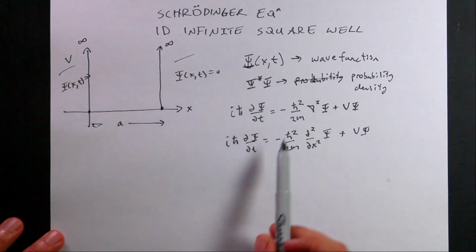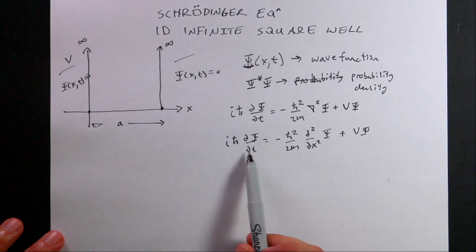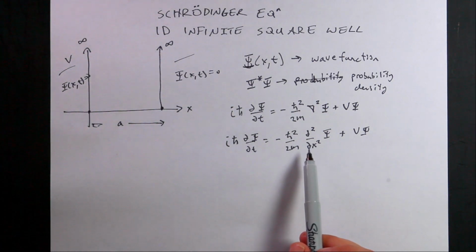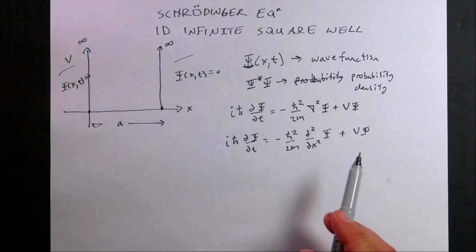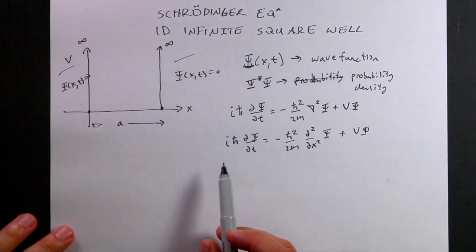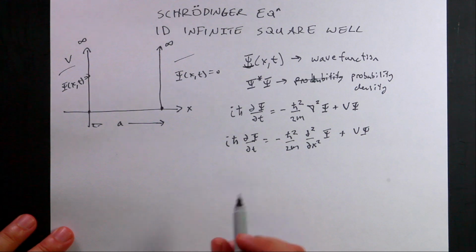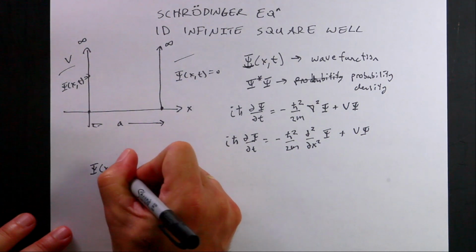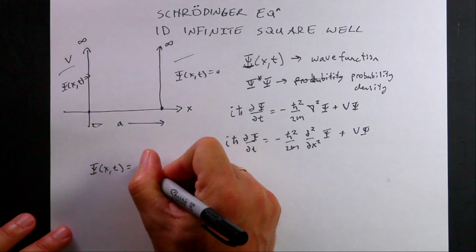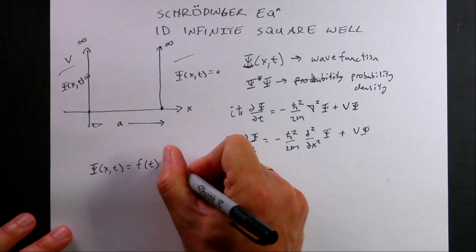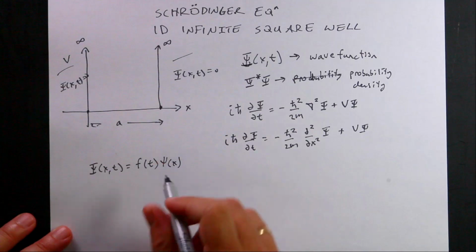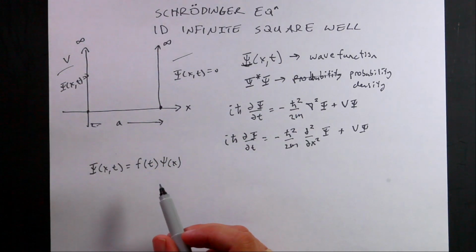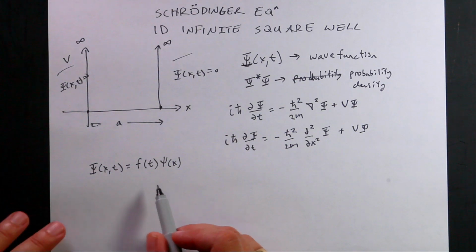It's difficult because here we have a partial derivative with respect to t, and a second partial with respect to x. That's not easy, right? So what we want to do is separate this function into a time and space part, that would be really great. So I'm going to say capital psi of x and t is equal to some function of t times some function of x. Now I'm using the lowercase psi for the wave function that only depends on x.